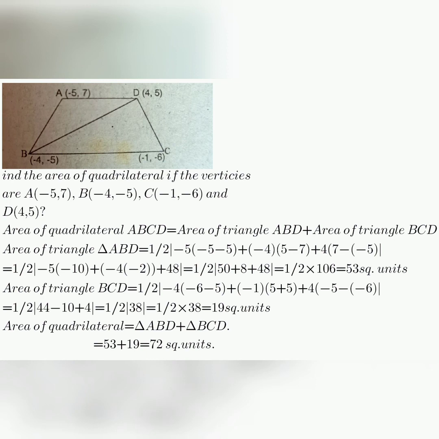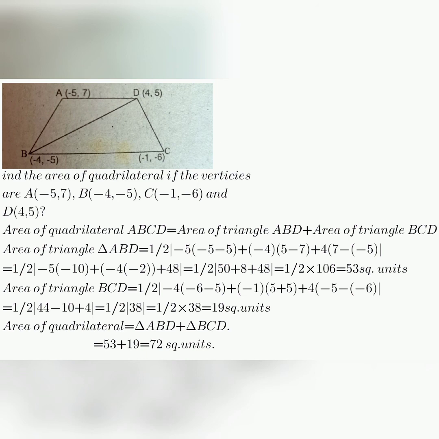Therefore, what did we get for the area of triangle ABD here? 53 square units. Area of triangle BCD is equal to 19 square units. Therefore, the area of quadrilateral ABCD is equal to 72 square units. So, how did we get this result? Area of quadrilateral ABCD is equal to area of triangle ABD plus area of triangle BCD. Therefore, the sum of the areas of two triangles is equal to area of the given quadrilateral.